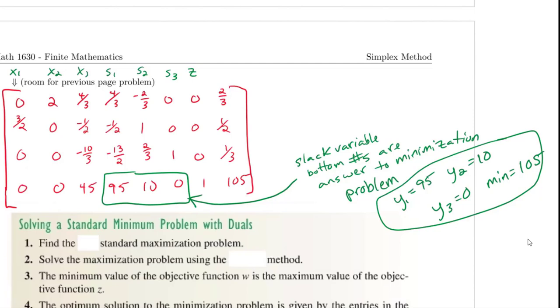They're not too much more difficult than the maximization problems. Really, you're just reading a different place, but it is a very cool connection that you can make between the two problems. For every maximization problem, there is a corresponding minimum problem that you can solve. So it's a very interesting connection right there.